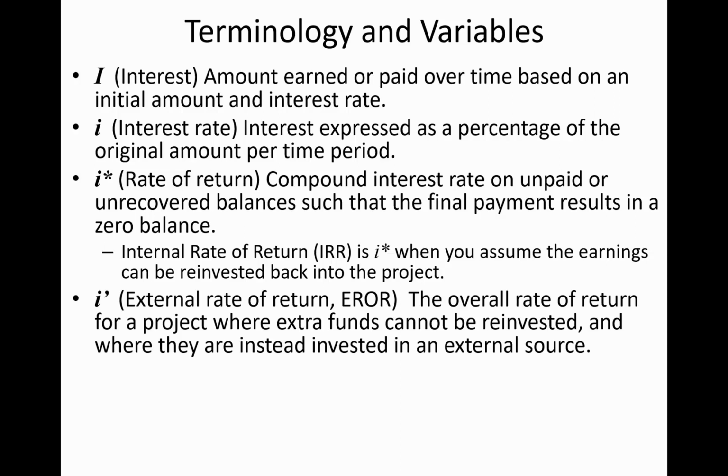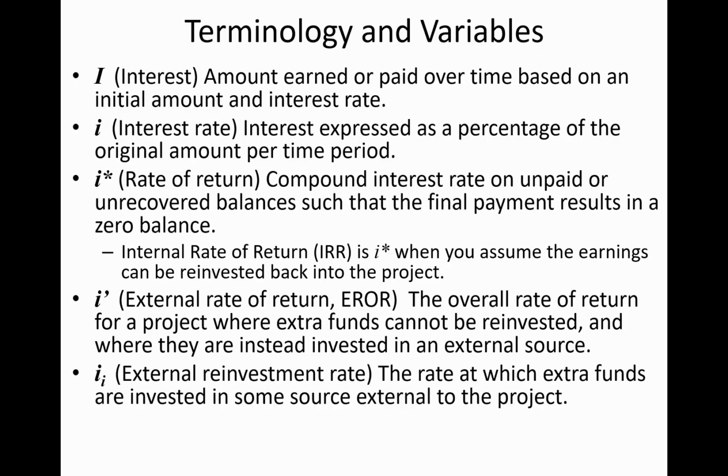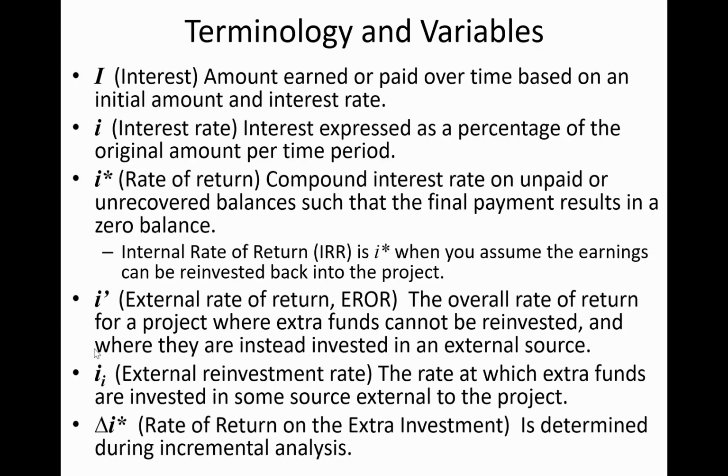i prime is external rate of return, which we talked about last week. i sub e is one of the subcategories within external rate of return. It's the external reinvestment rate, which is that secondary location that you put the earnings for a project where it can't be reinvested. You have to put your revenue somewhere else. And if it's a secondary external account, then the rate that that external account makes is i sub e. So now finally, delta i star is the incremental rate of return.